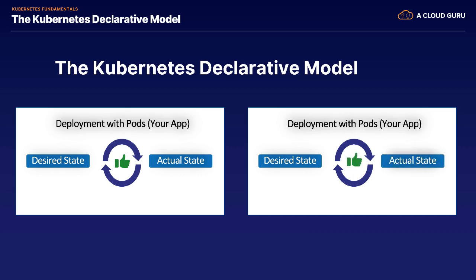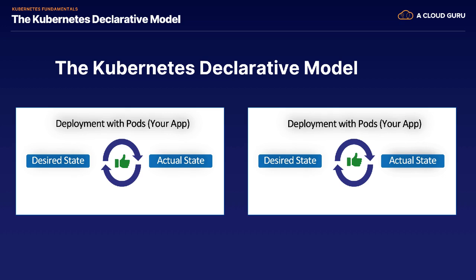Kubernetes will take action to ensure that the actual state matches the desired state. So it might start additional pods. It might stop pods if there's too many pods. And this is that declarative model that we've been talking about. And now let's go into the lab.